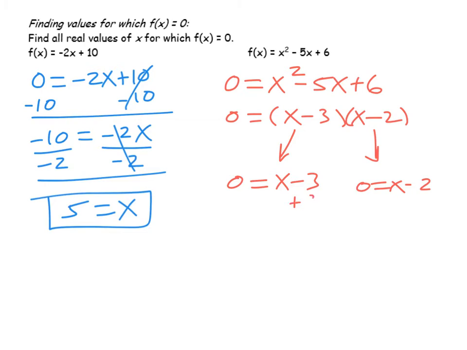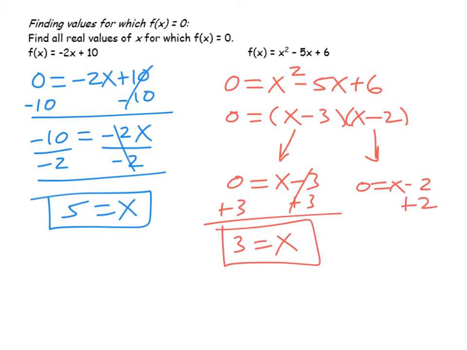Okay, add 3. Again, you might be wondering why we're doing these, because we've talked about finding zeros. We've done it. I wanted to talk about these two. By the way, you get 2 and 3 as your two solutions, side by side.